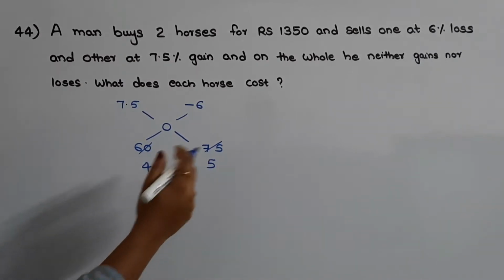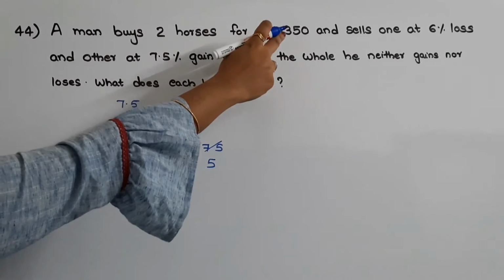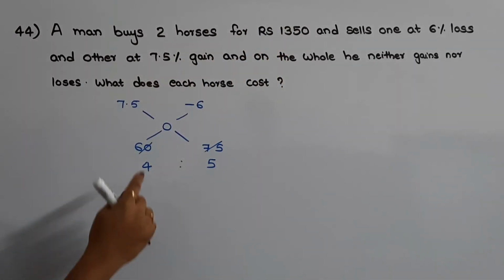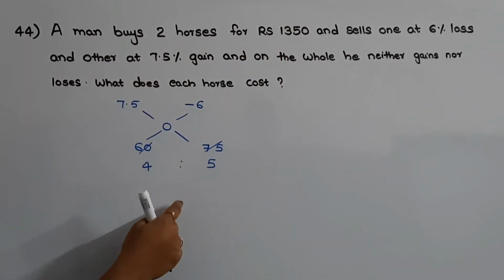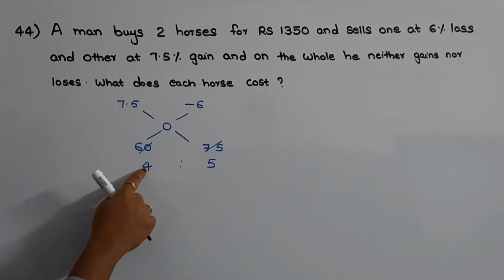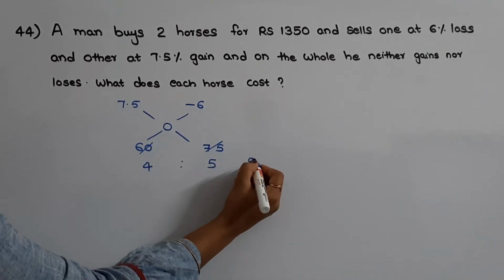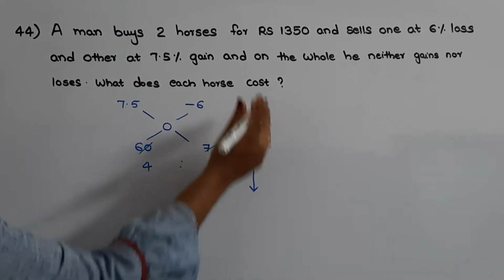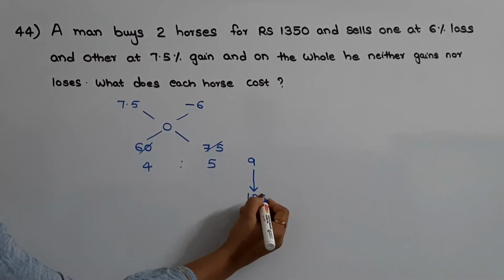So the total cost of the horses is given as 1350. So we need to find out the sum of the ratios. What will be the sum of the ratios? That will be 4 plus 5, that is 9. So we can write this 9 as 1350.